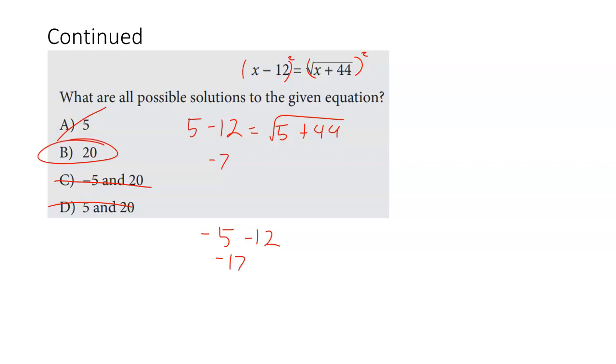If you worked out the full thing, you'd get answers of 5 and 20. So you still have to plug those in to solve, but knowing ahead of time, I'm going to get extraneous solutions because that's what happens when I square roots. You can forego all of that and skip right to the end where you check your solutions.